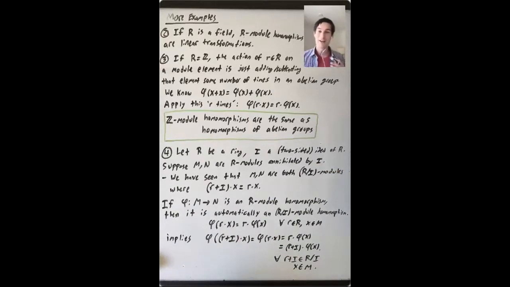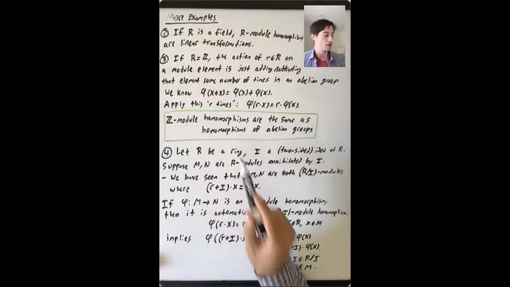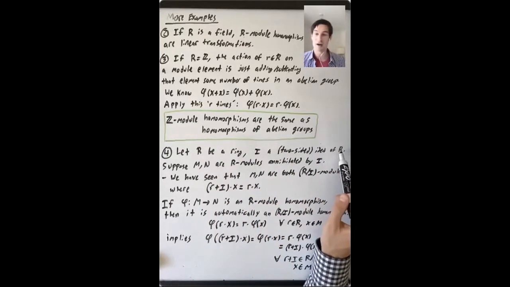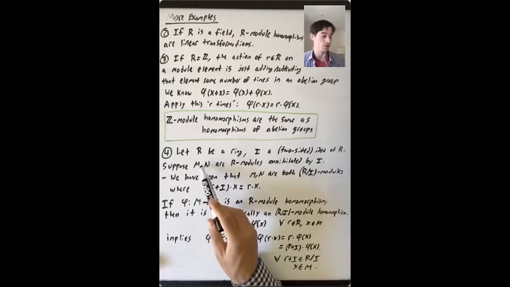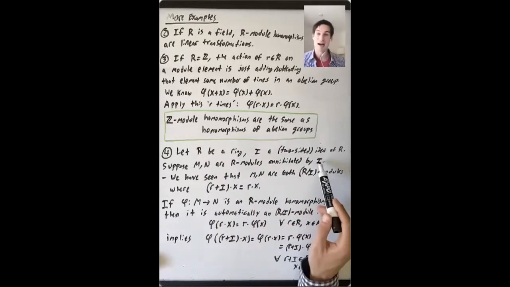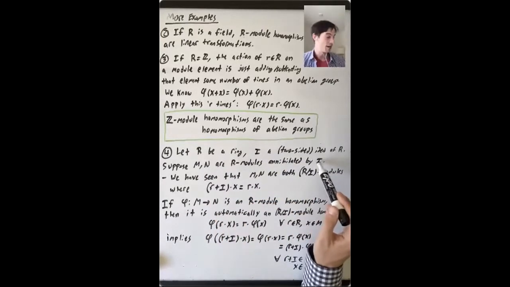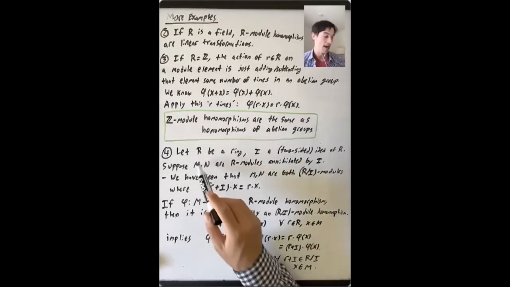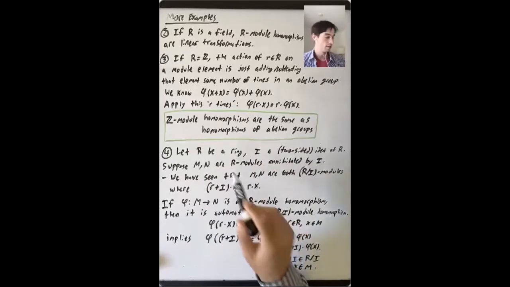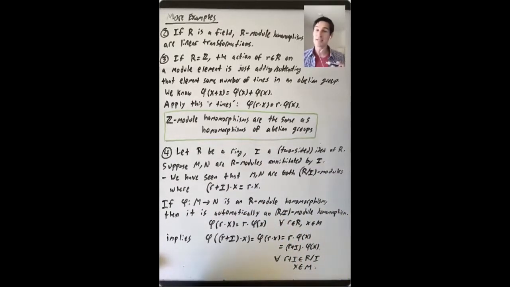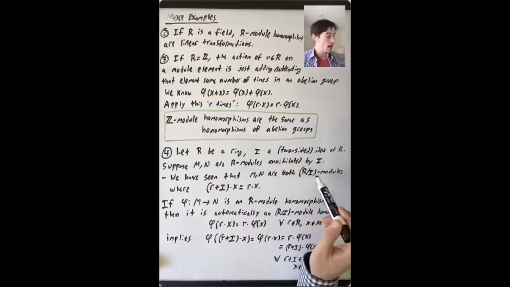Let's talk about one last important example. Let's say R is a ring, I is a two-sided ideal of R. And let's suppose that we have two R modules M and N that are both annihilated by I. So we have this action of R on M, this action of R on N, and annihilated by I, remember, that means a dot x equals 0 for all a in I and x in M, or the same thing for N. So we've already seen that in this case, M and N are not only R modules, but they're also R mod I modules for this quotient ring R mod I.